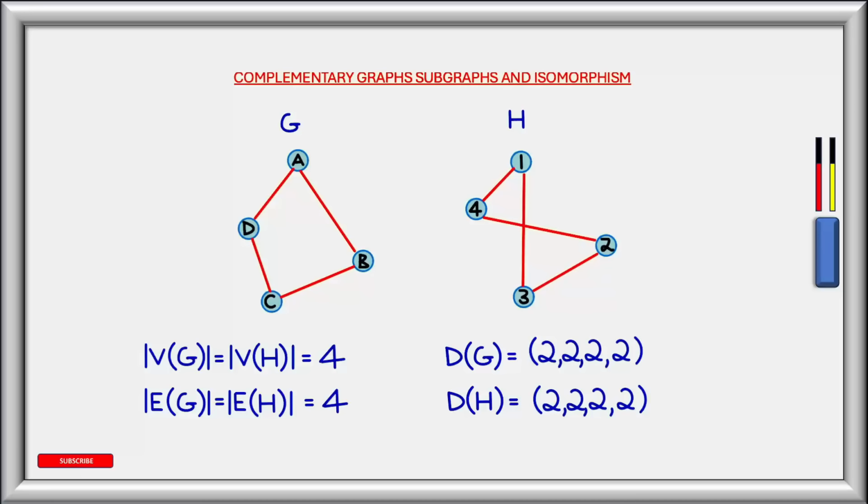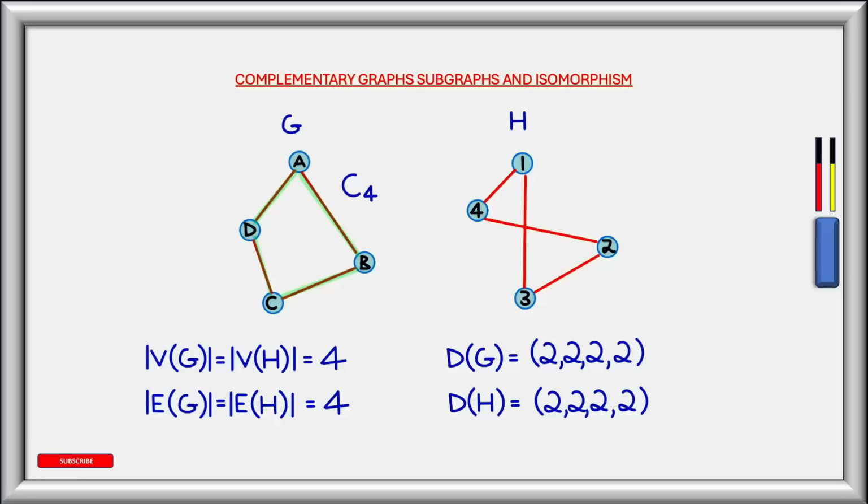So a cycle is when we start at one vertex and we pass through more than one and we get back to our original vertex. So in graph G, there's an obvious cycle from A to B, B to C, C to D, and D to A. And this is a C4 cycle. And apart from this cycle, I can't see any further cycles in graph G.